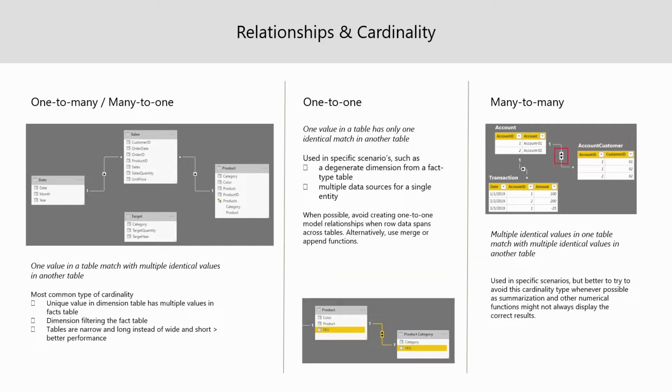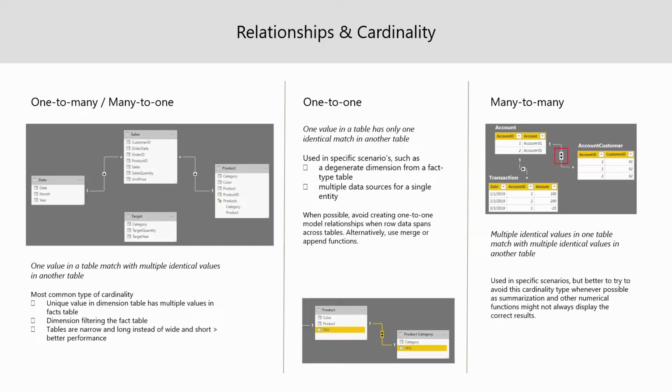Now, when we discuss relationships, cardinality is a really important aspect. There are three options: one-to-many, or many-to-one, one-to-one, and many-to-many. One-to-many will take one value in a table and match it with multiple identical values in another table. So the one in this case will be the dimension table, the multiple will be the facts table. It's the most common type of cardinality, and I've already covered this: dimension table filtering the fact table.